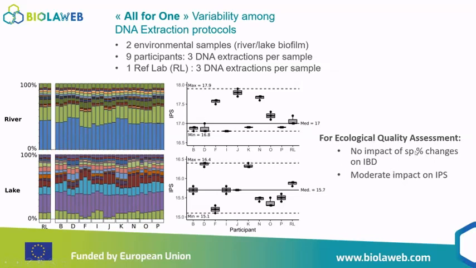So there is really no impact. We also did that on the IBD, and there was no impact of the species percentage changes. And there is a really moderate impact on IPS. So we are very confident with this kind of all for one. That means that overall the methodology is quite robust. We did the same for the PCR, and we obtained the same kind of results, even if people used different PCR machines, Taq polymerase, and so on.